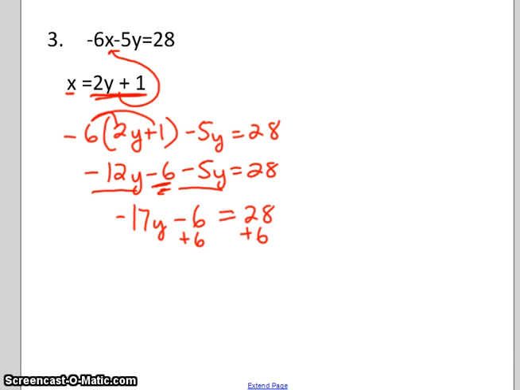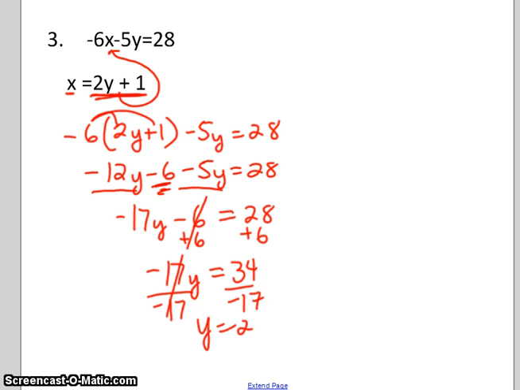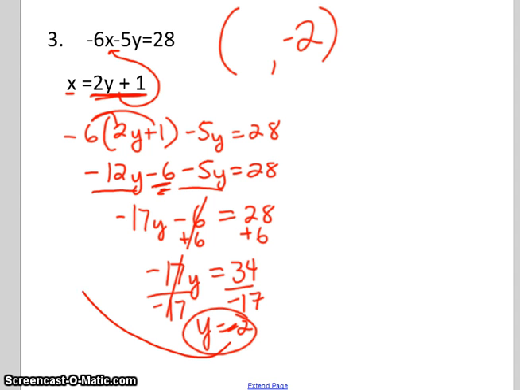Add 6 to both sides. Negative 17y equals 34. Divide by negative 17. And we get y equals negative 2. So first value is negative 2 for y. Okay, remember, x first, y second. Alright, take that negative 2, plug it in for y in our first equation.